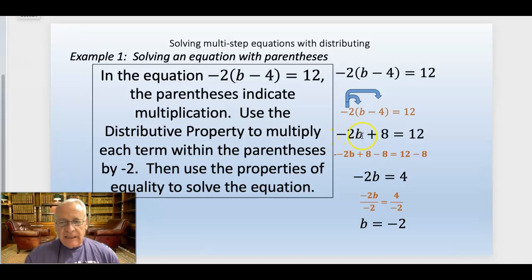Look at the second line here. When you have the plus 8, the 8 and the 12 can be combined together, so you subtract 8 from both sides. Then the next step, negative 2b equals 4. Just divide both sides by negative 2 to get the b all by itself. That's what you need to do, get the b all by itself.